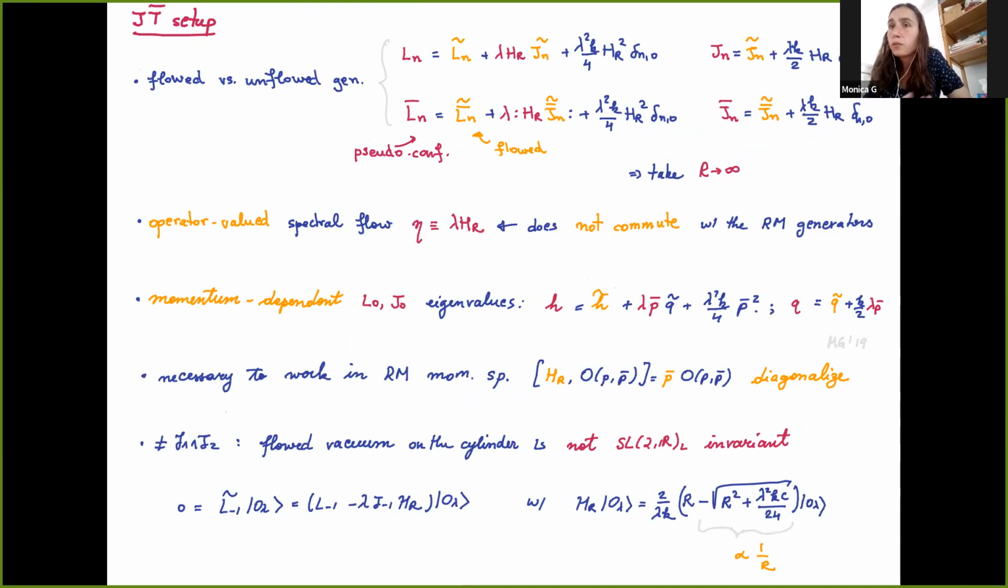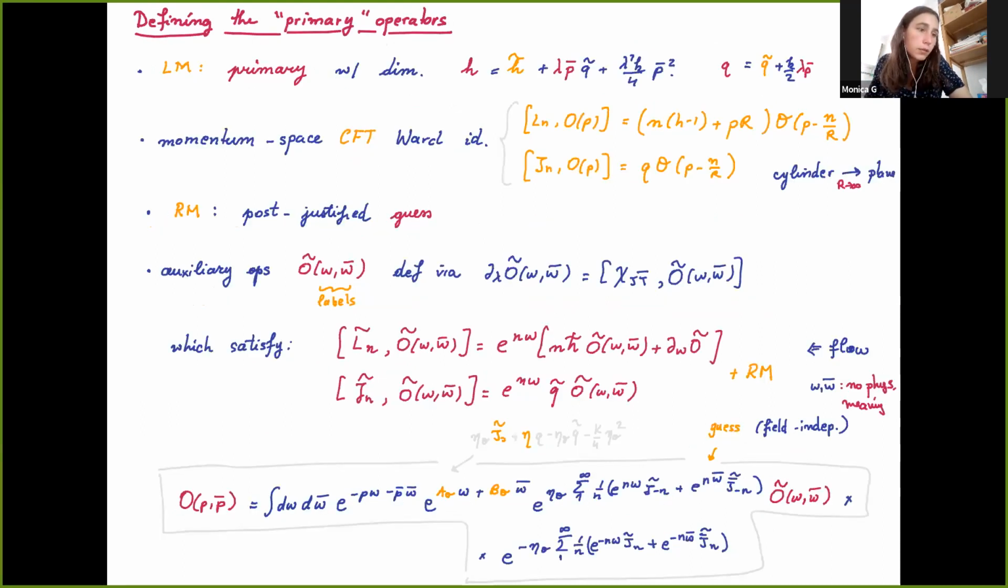I don't know what to impose as Ward identities. So basically what I do is make a guess for what the right-moving relation between O and O tilde should be. And the guess is very simple. It's analogous to the left-moving relation. Now that I made this guess for my operator, since it's a well-defined expression, I can just compute its commutators with all the symmetry generators and see what I get, and check that I get nice Ward identities.